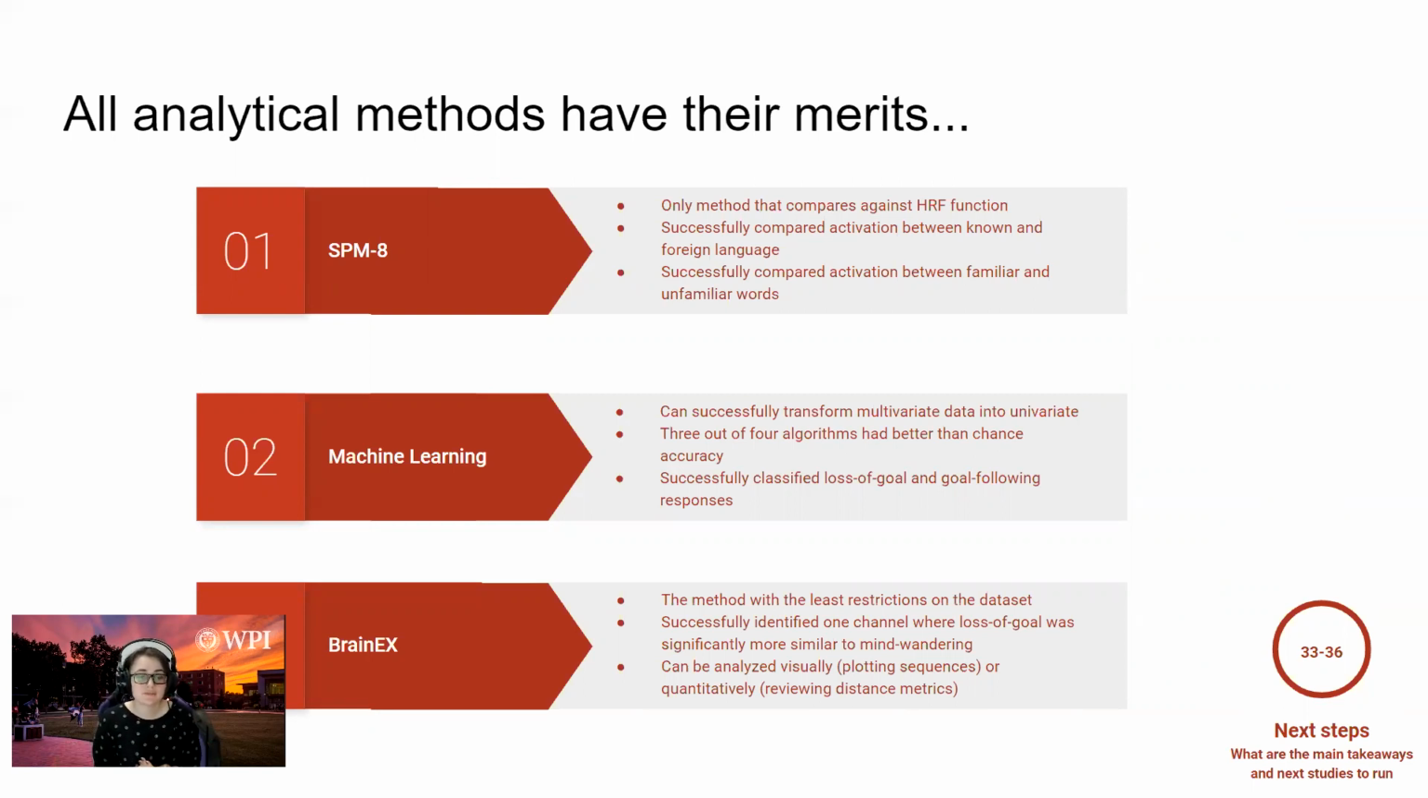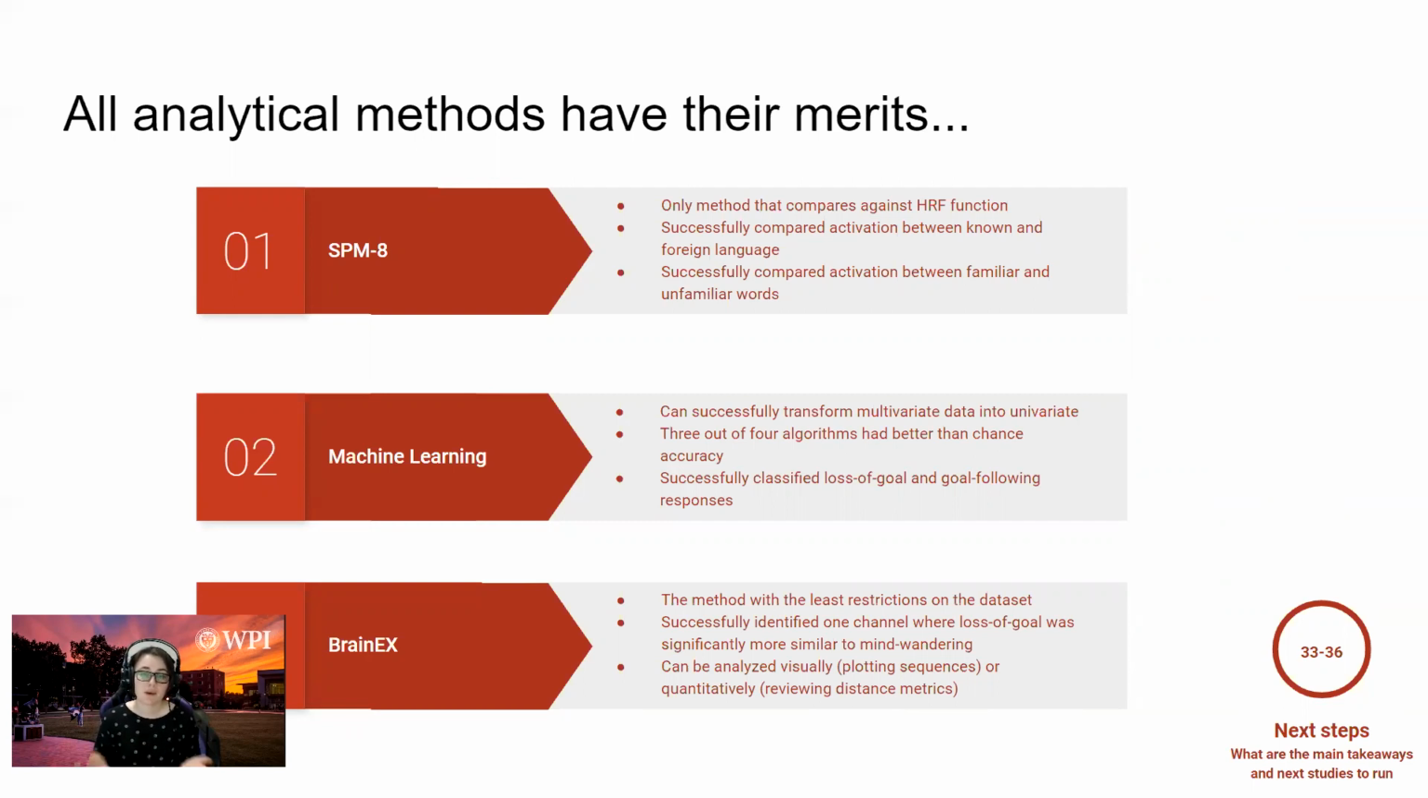For machine learning, we can successfully transform multivariate data into a univariate method. I didn't really mention how we did that too much, but essentially what we did is that we considered each channel a different data set and then had the algorithm vote across all of them. So each of them would be run on the algorithm, saying, I think it's this class or I think it's that class. And then whichever one had a majority vote would be what the algorithm classified it as.